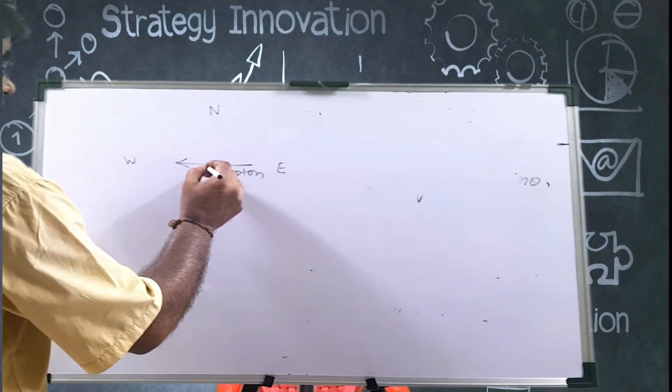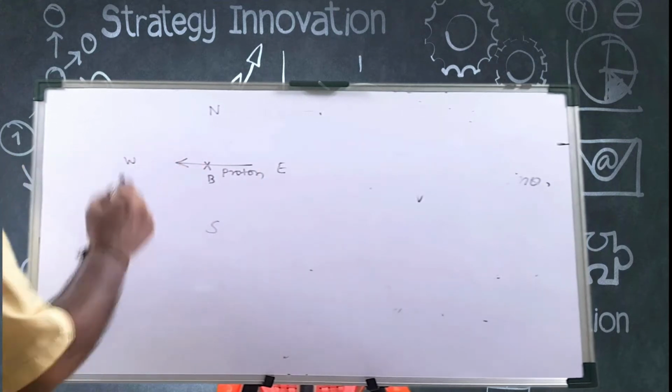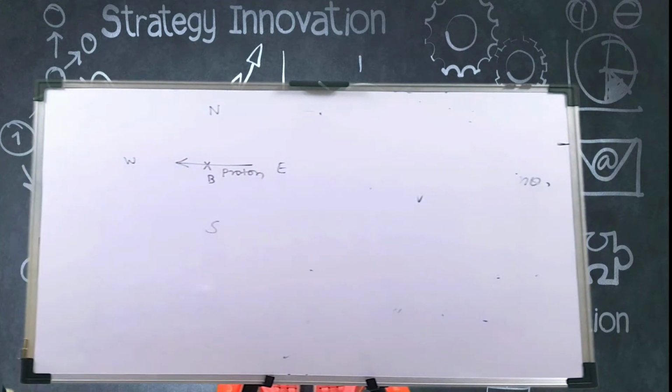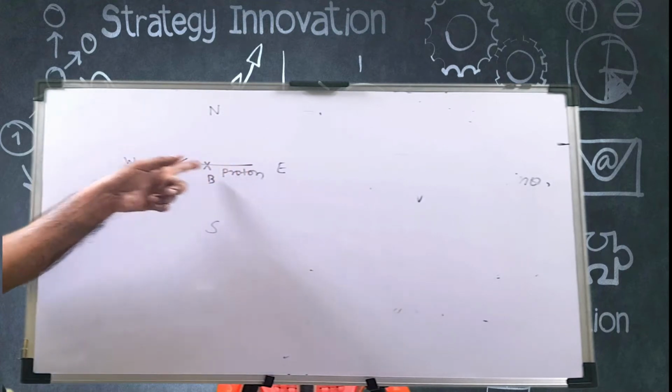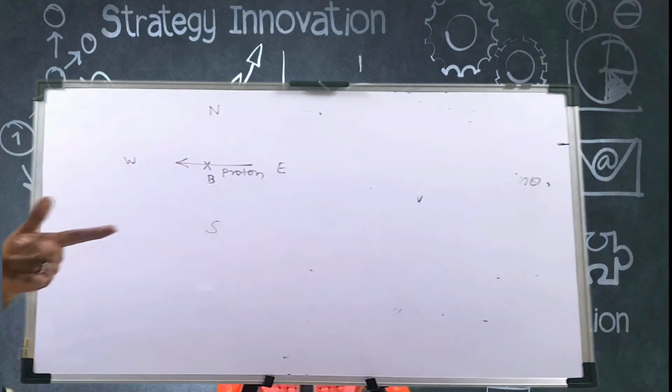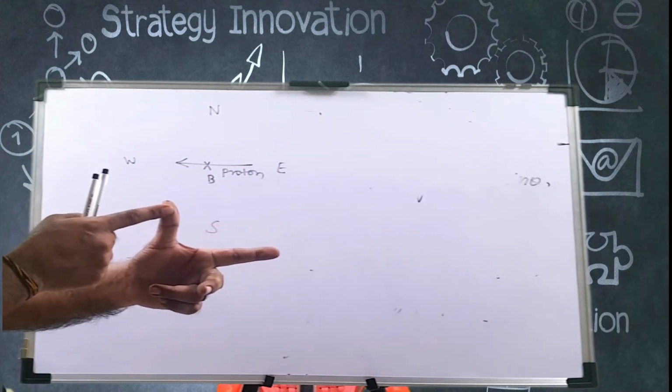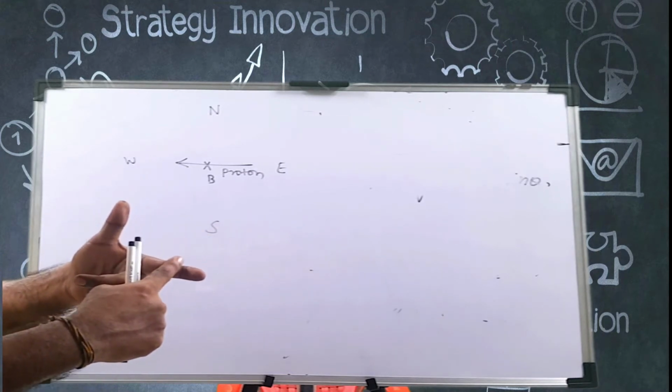And the magnetic field is acting inside the paper, going inwards. What will be the direction of force? Okay, they ask you. I know the proton movement, which is your current, and I know the magnetic field direction. So this is my force, I don't know what that is. This is my magnetic field, and this is my current.